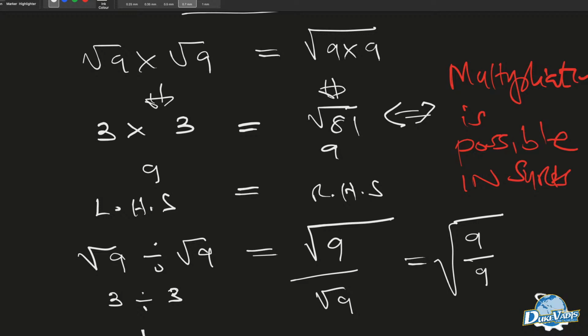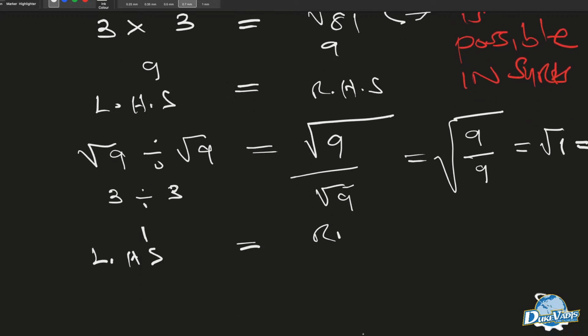Over here as well, square root of 9 and square root of 9 can be written as square root of 9 over square root of 9. And this 9 over 9 is 1. So square root of 1 is 1. So you see that the left hand side is the same as the right hand side.